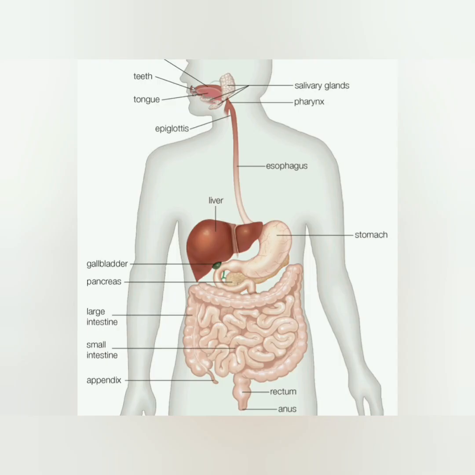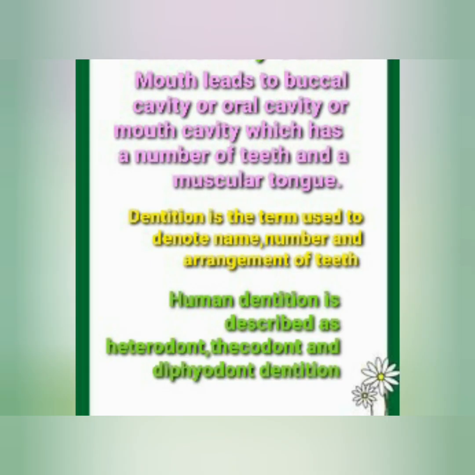And the different parts of alimentary canal are shown in this diagram very clear. Mouth is the first part. It leads into buccal cavity or oral cavity or mouth cavity which has a number of teeth and a muscular tongue also. Dentition is the term used to denote the name, number and arrangement of teeth inside the buccal cavity or oral cavity. Human dentition is described as heterodont, thecodont and diphyodont dentition.